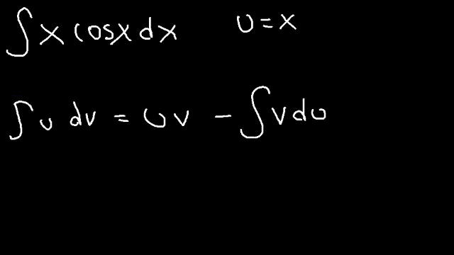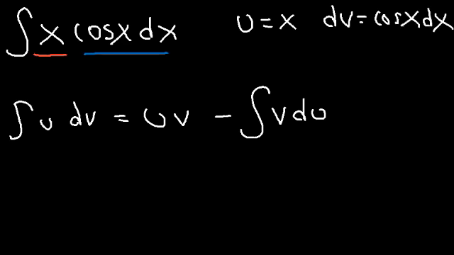So this is the u part. dv, we're going to make it equal to cosine x dx. Now we need to find du and v. Du is the derivative of u, so the derivative of x is 1. V is the antiderivative of dv. The antiderivative of cosine is sine.